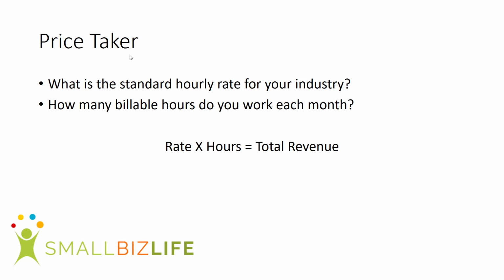Right, exactly. So let's say that the standard hourly rate for our industry is $105 an hour, and we have 100 billable hours per month. You're probably going to work a lot more than that, but that's what we're going to bill out. That's what's going to bring in the revenue. So we've got revenue of $10,500 for the month.